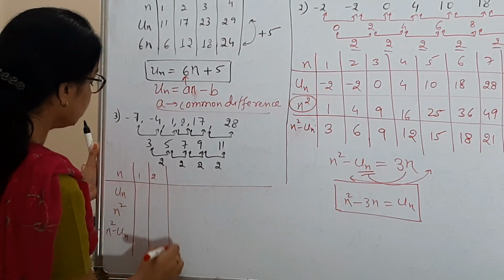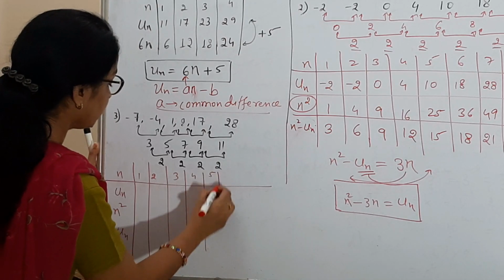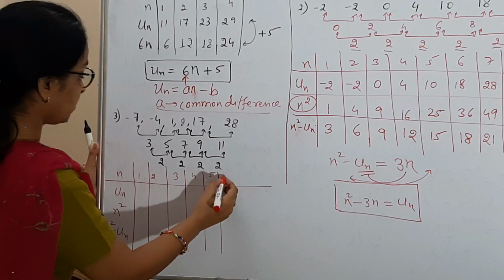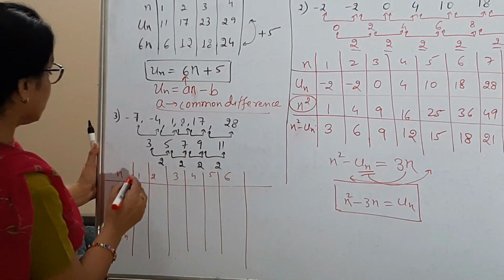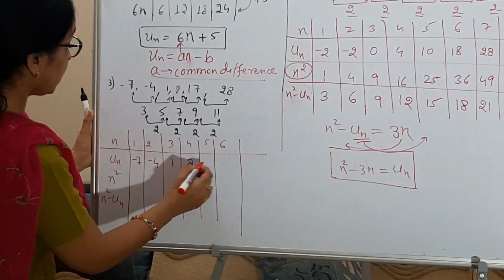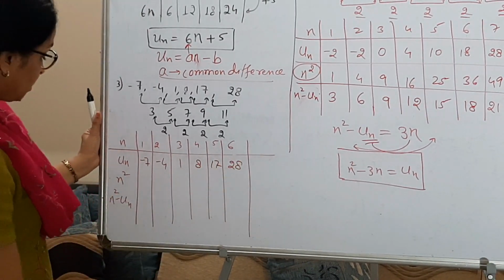So 1, 2, 3, 4, 5, 6 terms are there. So let's write the terms: -7, -4, 1, 8, 17, and 28.